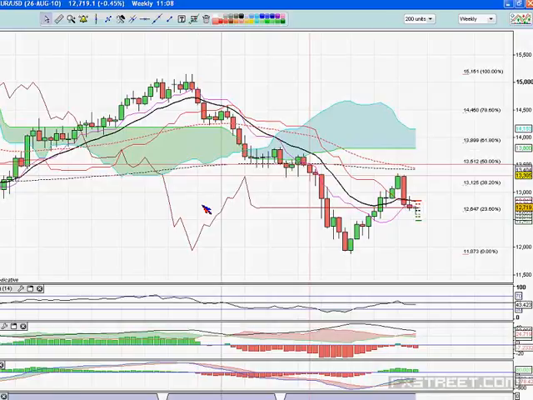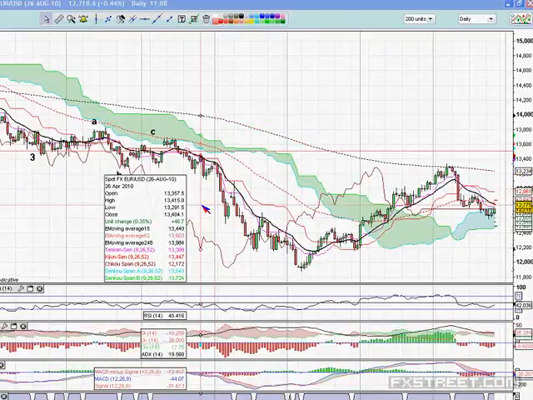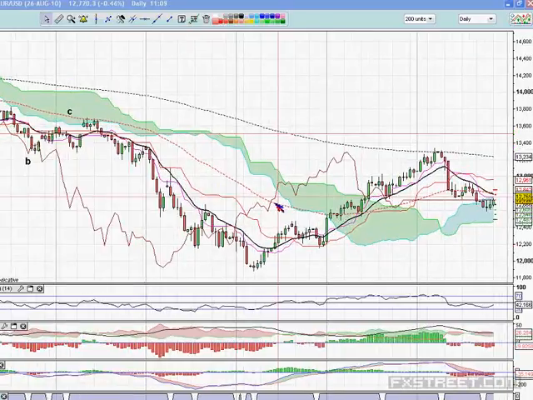To get onto the daily chart. Before we go any further, Mapos, you wanted to ask a question at the start. If you want to type it in, I'll do my best to answer it for you.